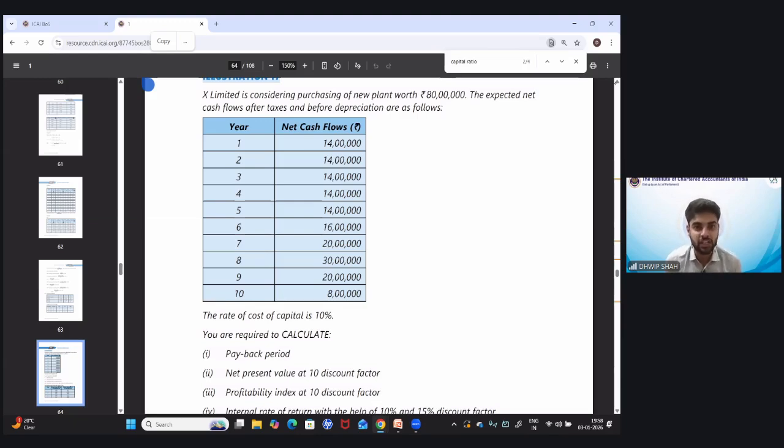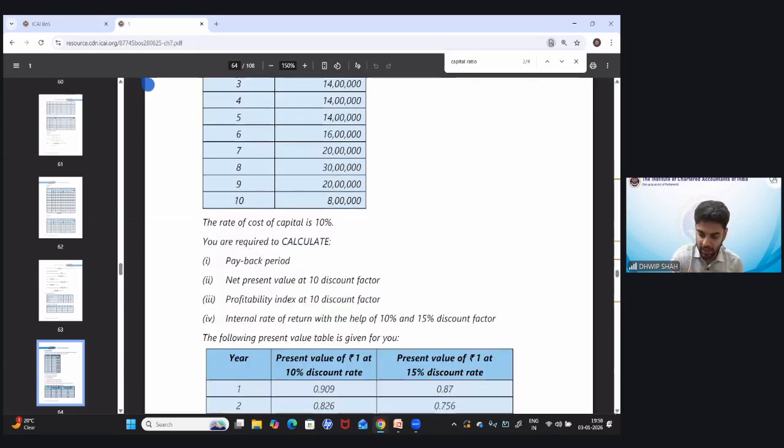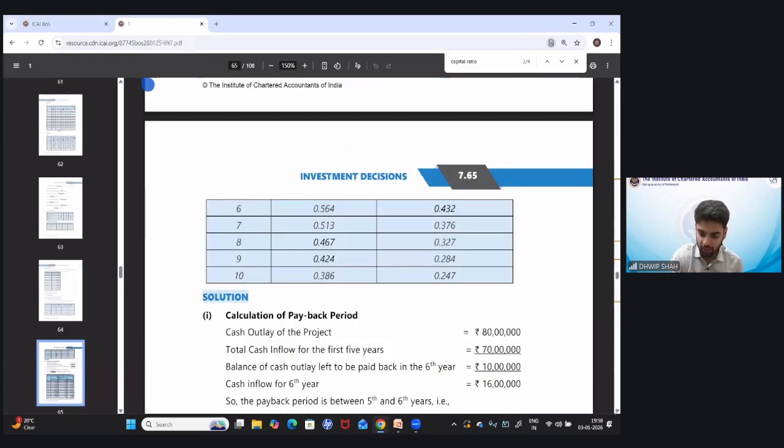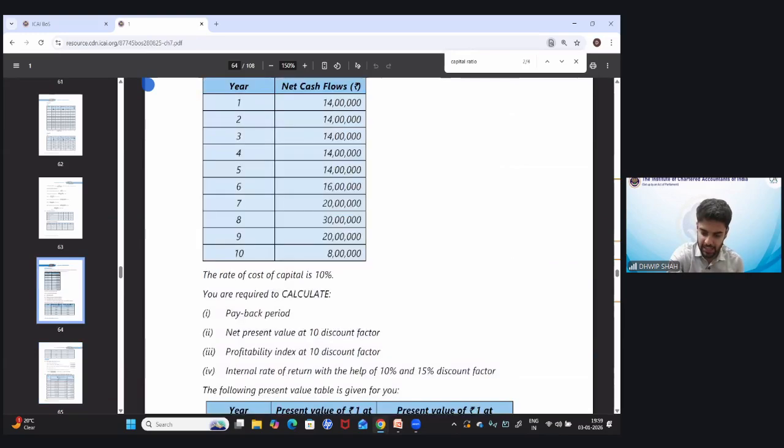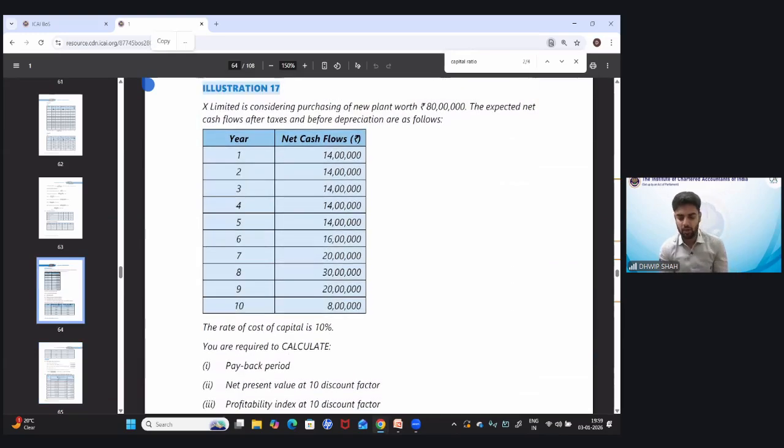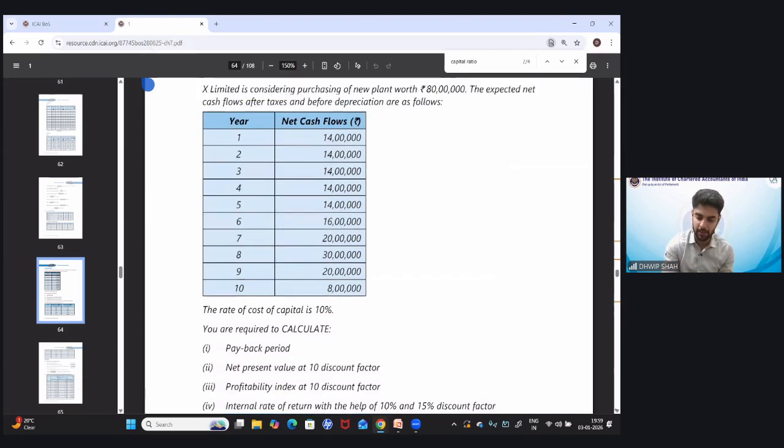So the cash flows that we need should not include depreciation. Are you following, everyone? So this is the cash flows amount, 14 14 14 14 14. So for 10 years cash inflows are given to you. The cost of capital is 10%. You are required to calculate payback period. Let's just focus on payback period.